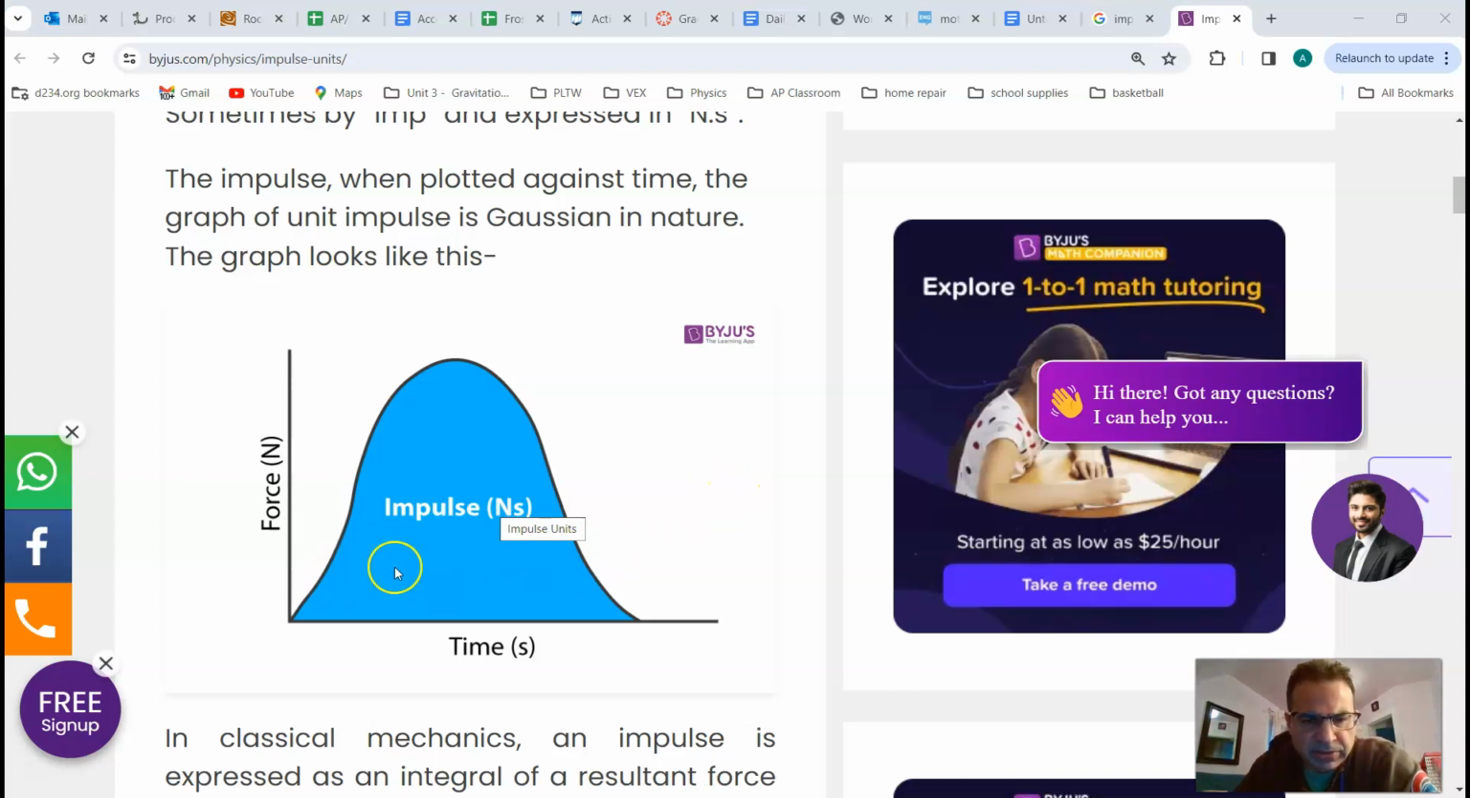Impulse is the term given to the force that's applied to an object or system over a certain amount of time. So if you find the area of the force-time graph, that is the impulse that an object experiences, and the impulse causes a change in momentum. So you can calculate the change in momentum of an object from F delta T.